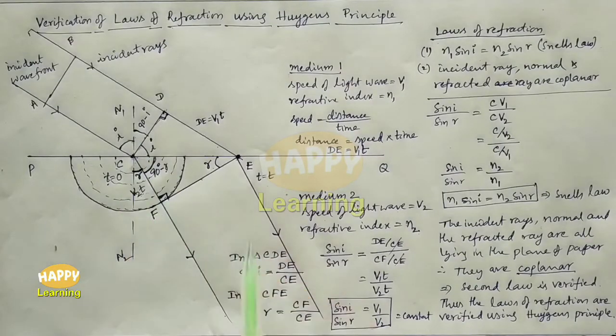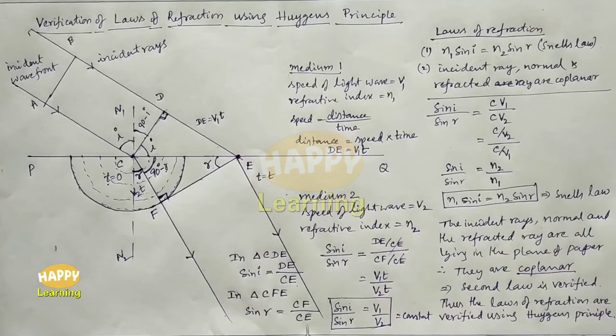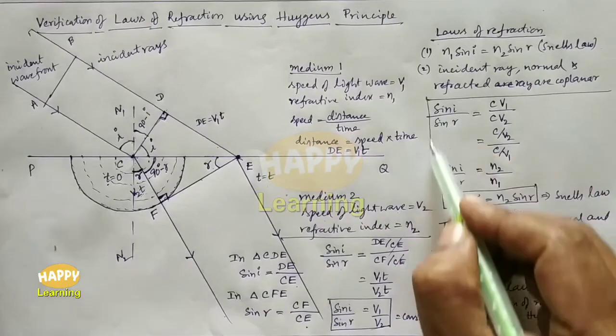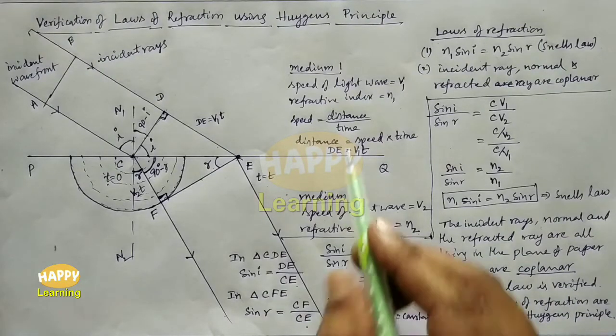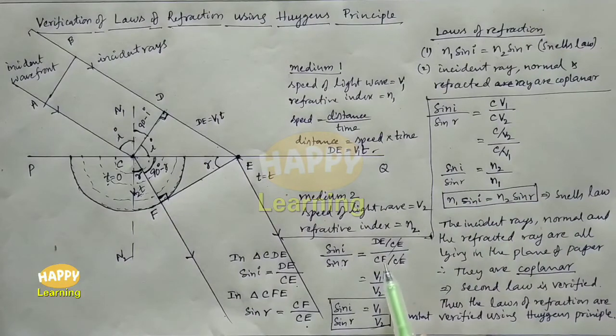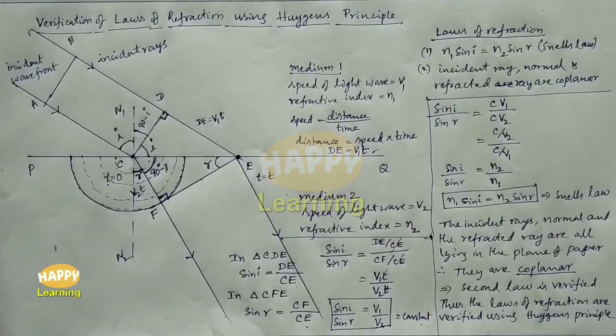Now, for this triangle CDE, sin I equals opposite side by hypotenuse, and in this triangle, sin R is equal to opposite side by hypotenuse. Then sin I by sin R is equal to, so this formula substituted, denominators get cancelled. So in place of DE, I can write v1t. In place of CF, I can write v2t. So t gets cancelled. I get v1 by v2. Sin I by sin R is equal to v1 by v2. It is a constant. That means Snell's law is verified.